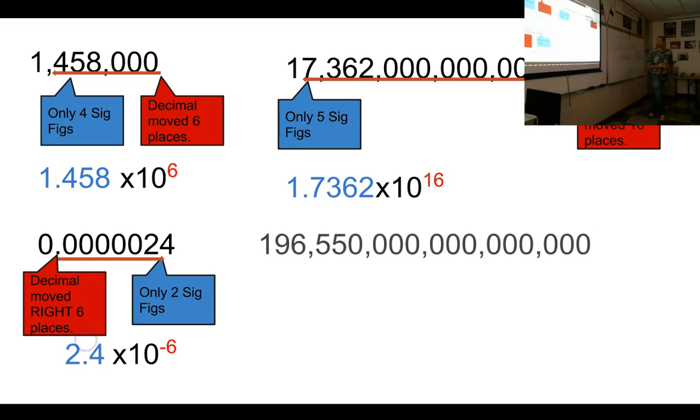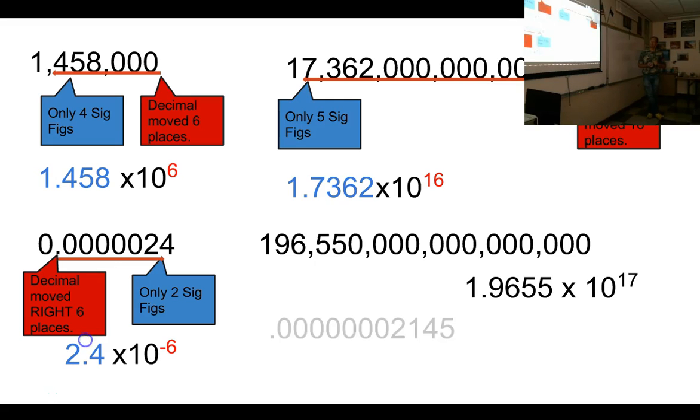Okay, one more. We're going to let Cody step up. 1.9655 times 10 to the... wait, let me count. 17. Good job, Cody.